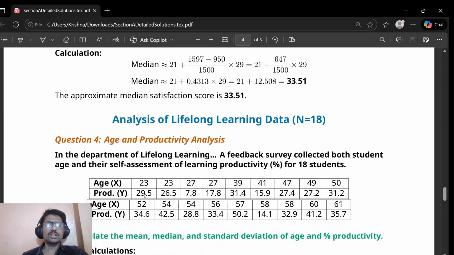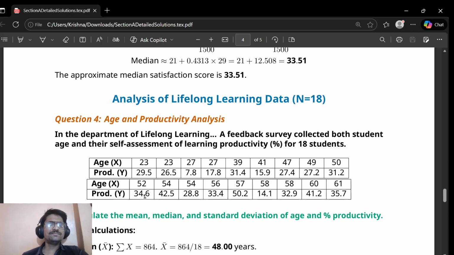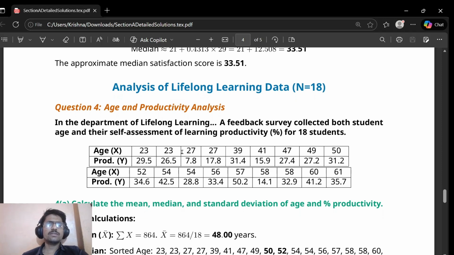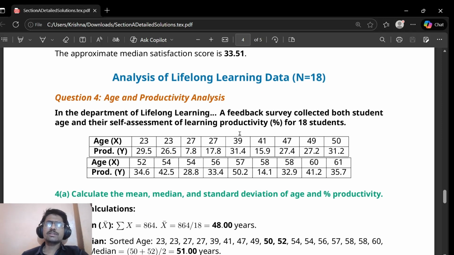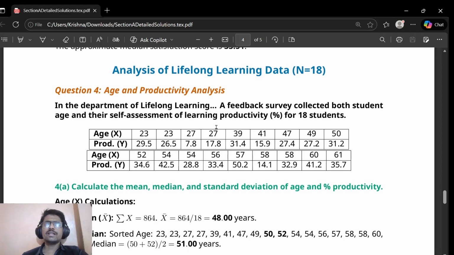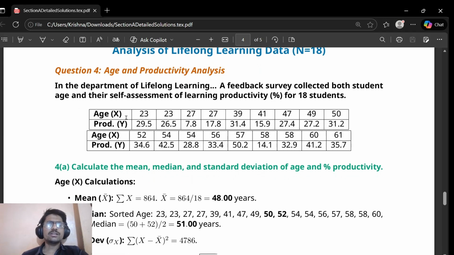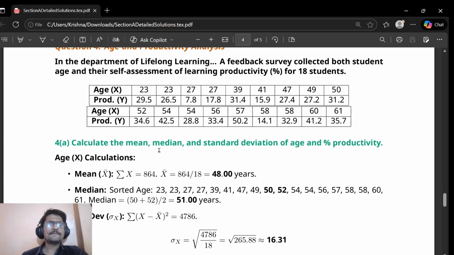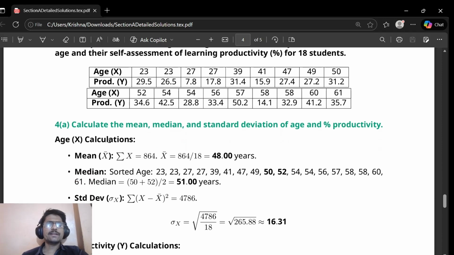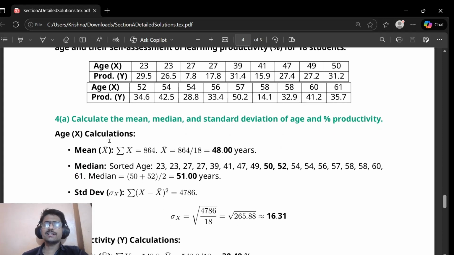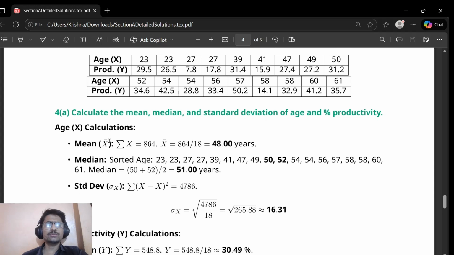Now question 4, age and productivity analysis. In the Department of Lifelong Learning, a feedback survey collected both student age and their self-assessment of learning productivity for 18 students. So here is the age and here is the productivity. So calculate the mean, median and standard deviation of age and percentage productivity.